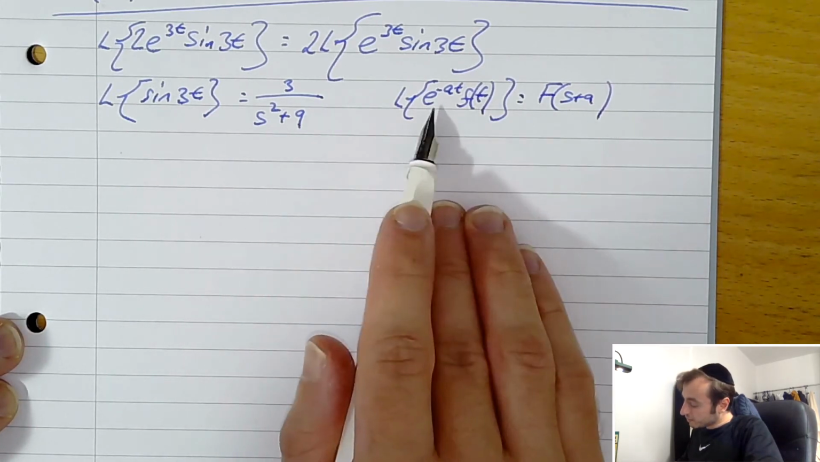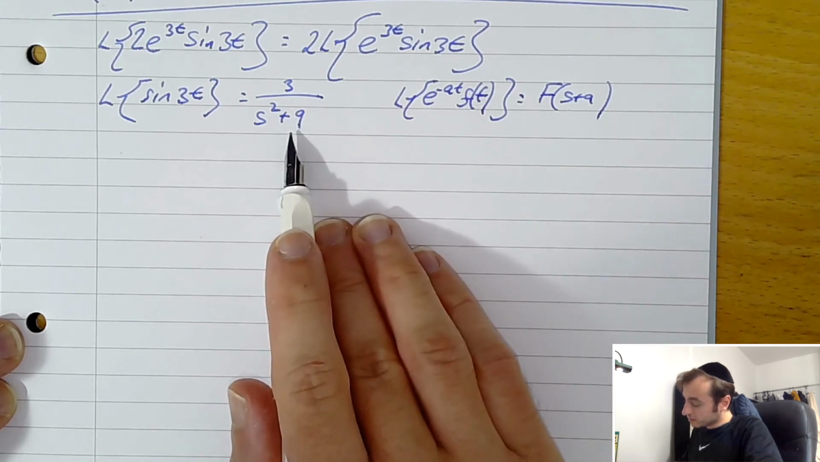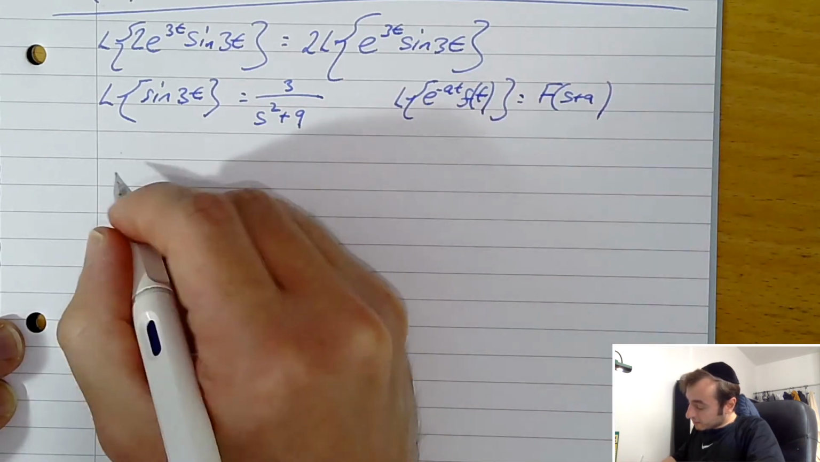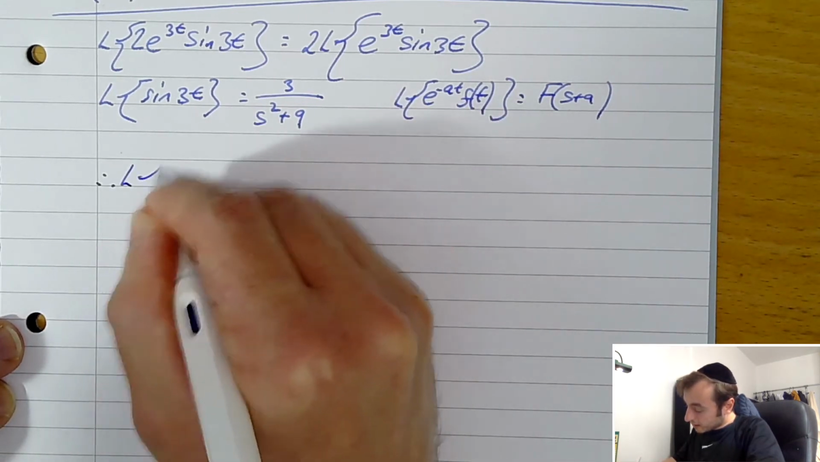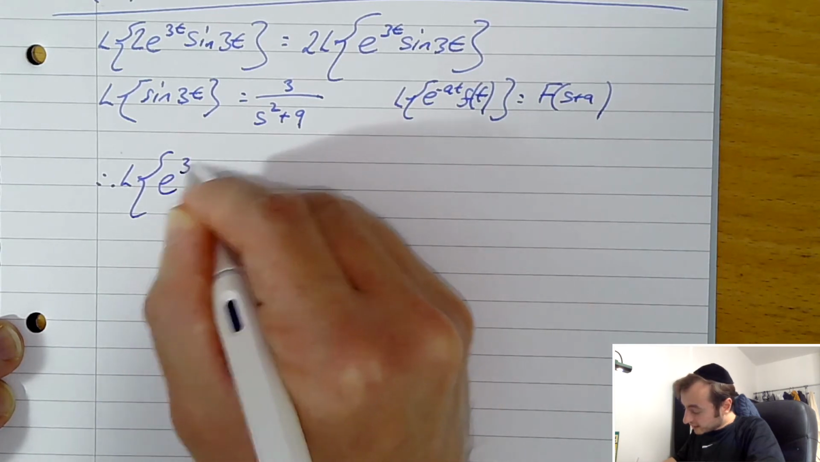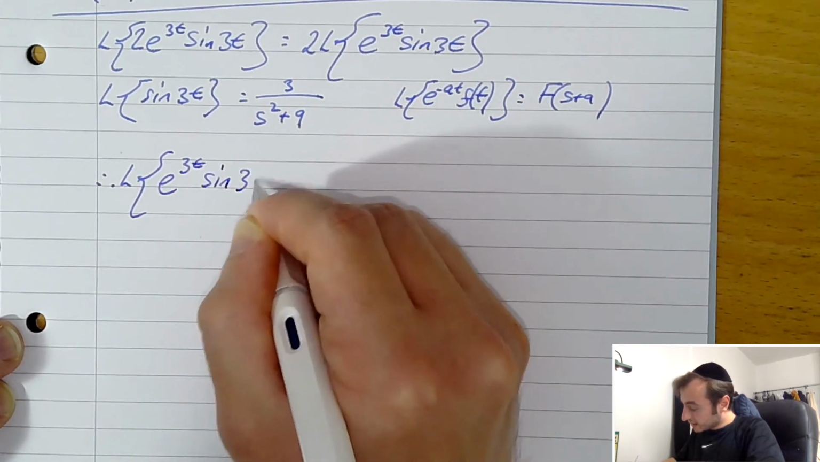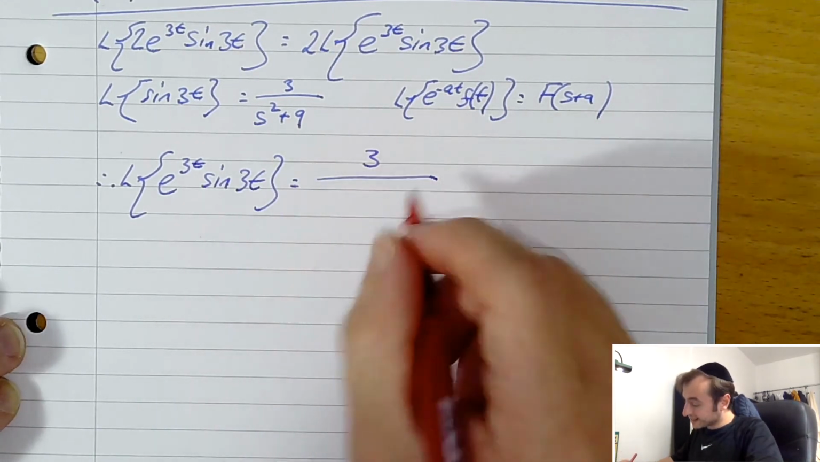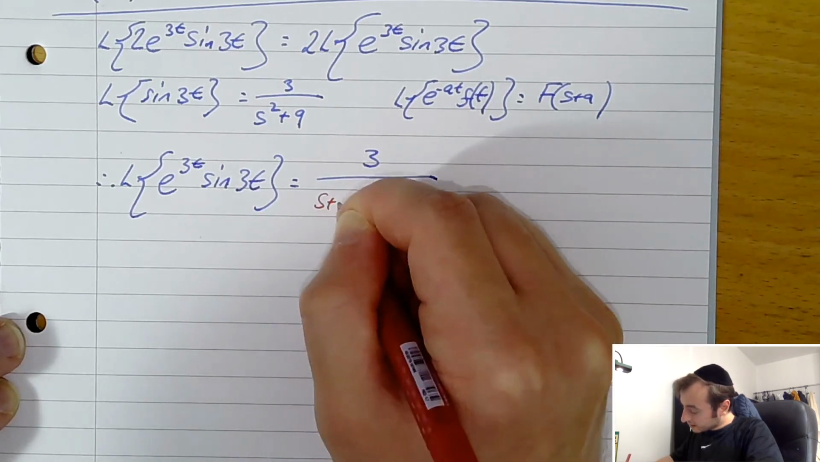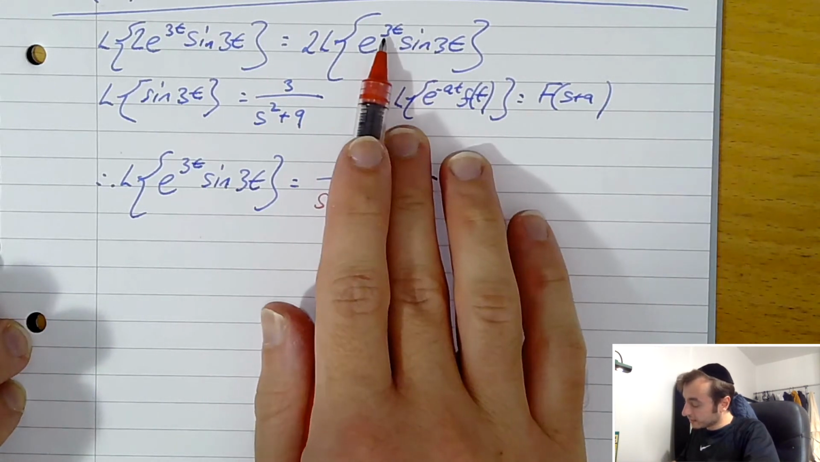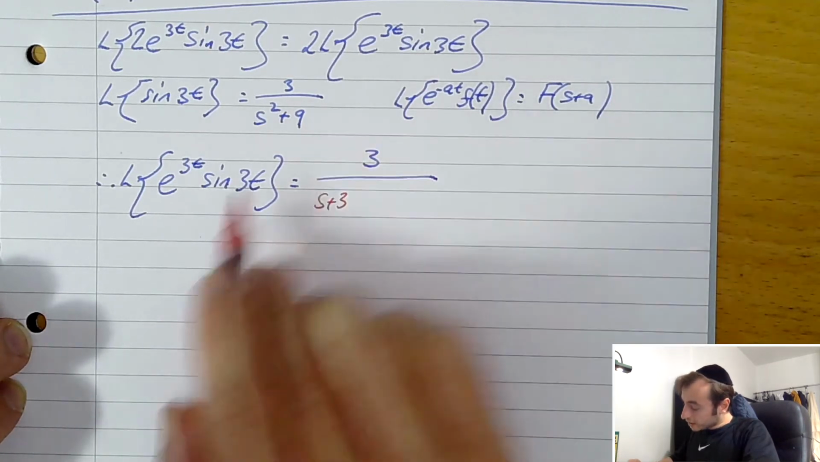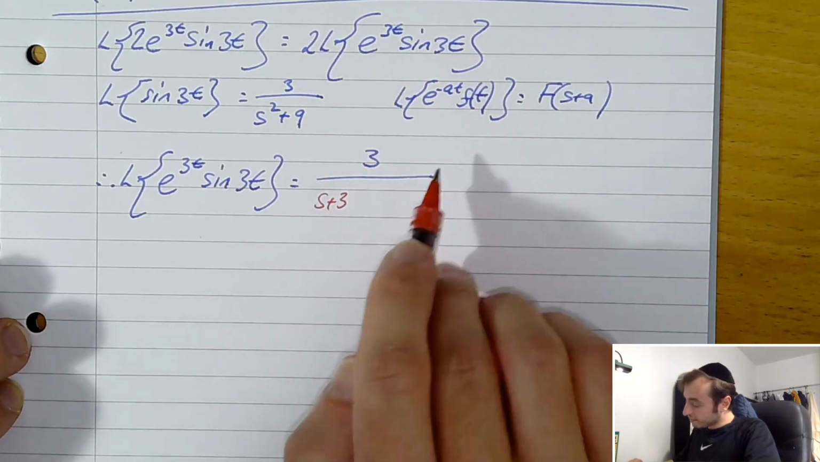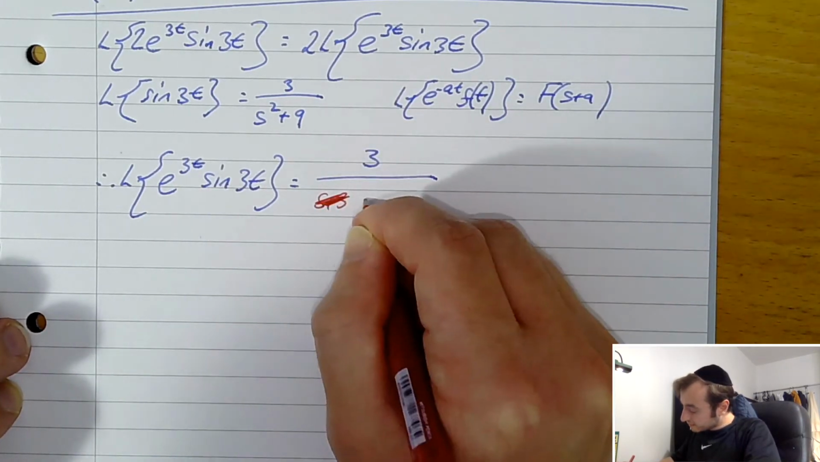So all we do is just replace wherever s was with s plus a. So we can say that therefore the Laplace transform of e to the 3t sine 3t is going to equal 3 on s. Well, s is now s plus a, and a here is going to be 3. Not the 3 in the argument of the sine function, okay? It's the different 3. It's referring to this 3 over here. It's actually, sorry, it's going to be s minus 3, isn't it?